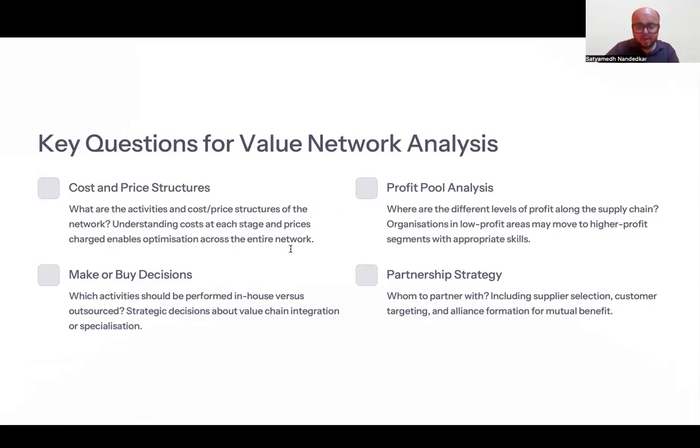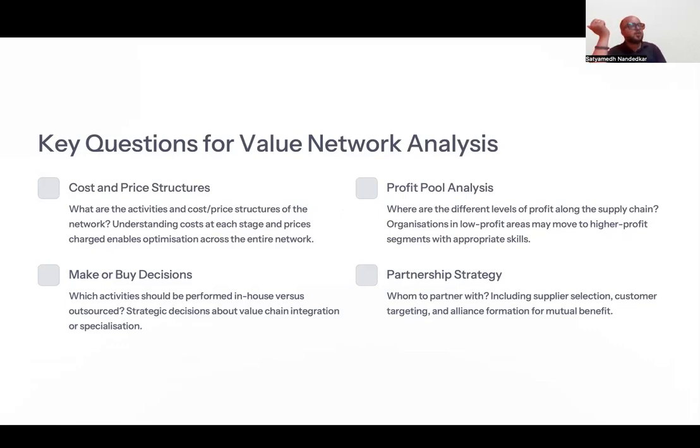You could also think of items like profit pool analysis, where the different levels of profit or where are the different levels of profit along the supply chain. Organizations in low profit areas may move to higher profit segments with appropriate skills. I mean, what activities can be outsourced? What activities can be taken in-house in order to reduce the cost? You will also have to do a thorough make or buy analysis. Should you make something in-house or should it get outsourced?